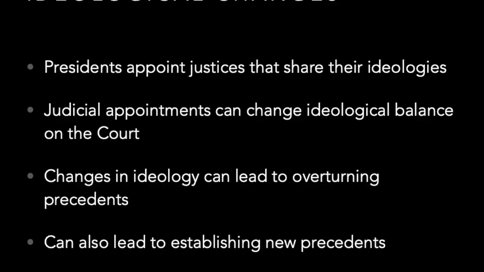All right, next slide. Now, the ideological changes that happen on the court are really important. And this is a very, very important thing to understand. Presidents are going to appoint judges who share their ideologies. A president might only get, in a four-year term, one chance to put someone on the Supreme Court, either because someone dies or someone retires. Those are really the only two options there.